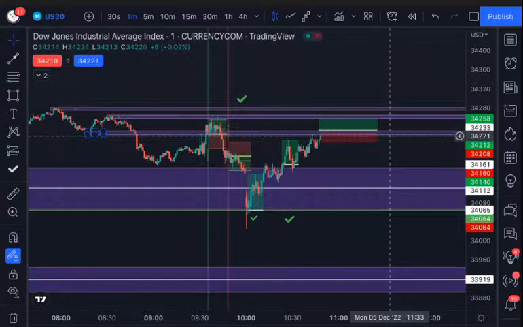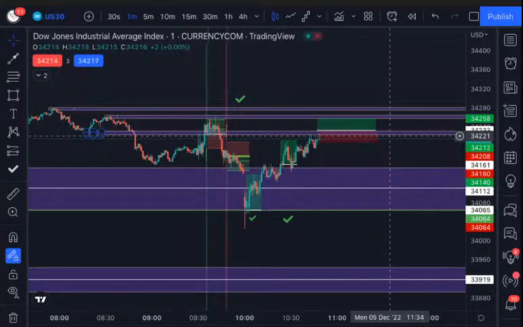I need to break above that zone and close above 233. I'll probably scalp that for like 10 points. 10, 20 points.